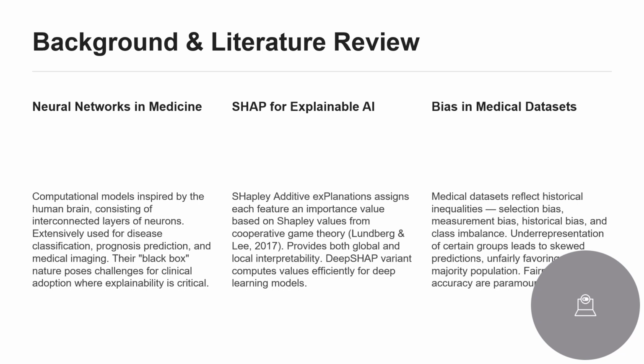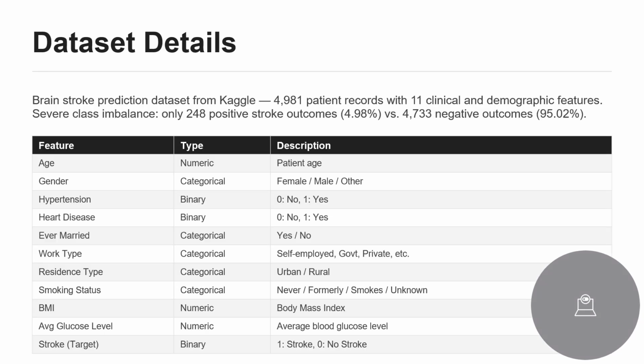We used a brain stroke prediction dataset from Kaggle containing 4,981 patient records with 11 features such as age, BMI, glucose level, hypertension, gender, and smoking status. The dataset was highly imbalanced with only about 5% stroke cases.